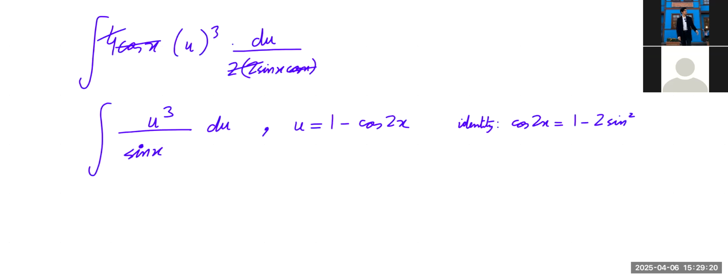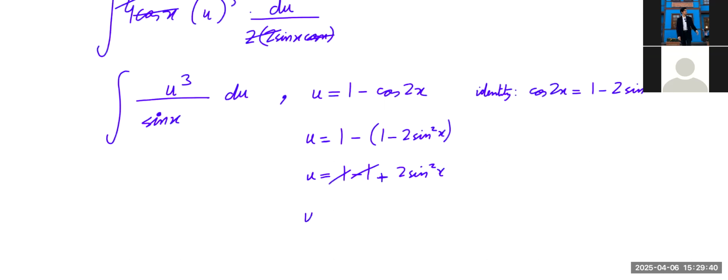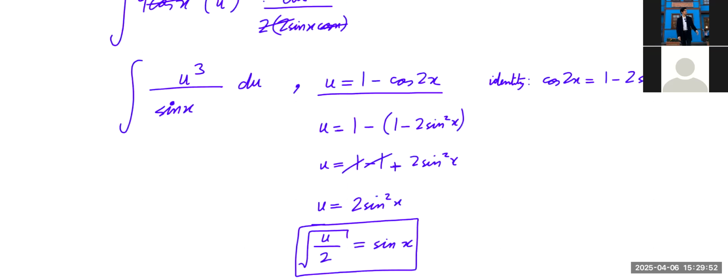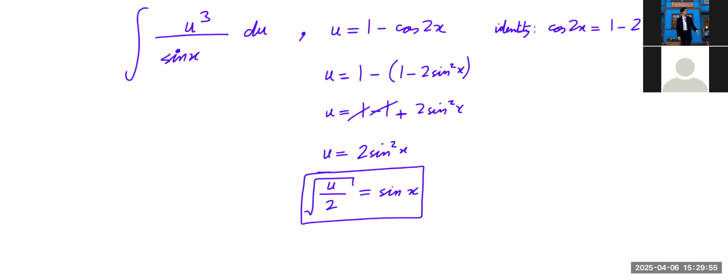That's an identity. I'm going to replace cosine 2x with that, and then I'm going to make sine x the subject. So 1 minus 1 plus 2 sine squared x. The ones cancel out, so u equals 2 sine squared x. Divide both sides by 2 and then square root to get sine x. So if u is 1 minus cosine 2x, then sine x has to be the square root of u over 2. Do you agree?